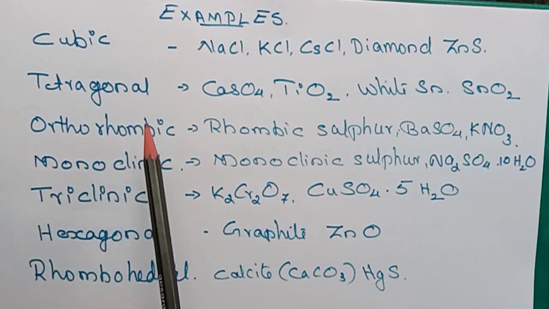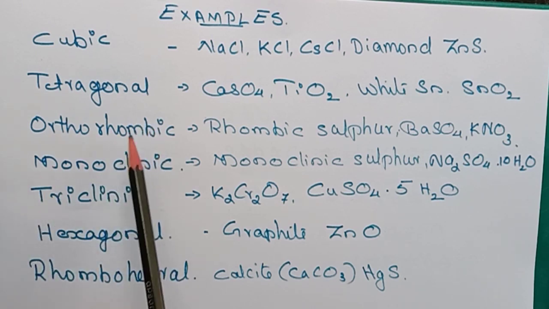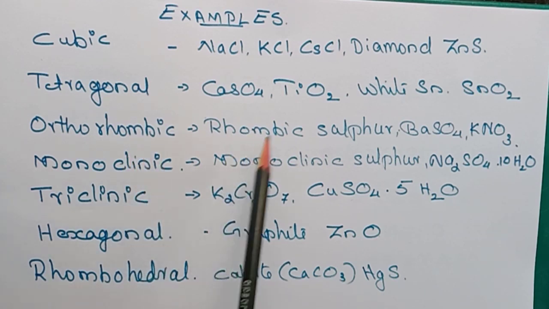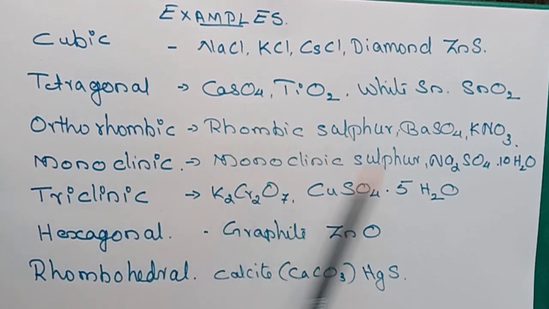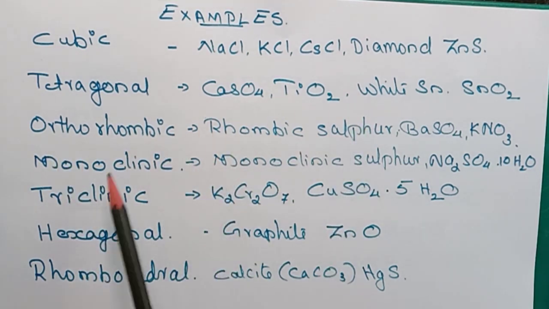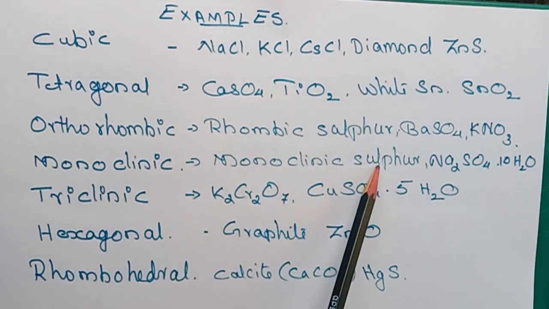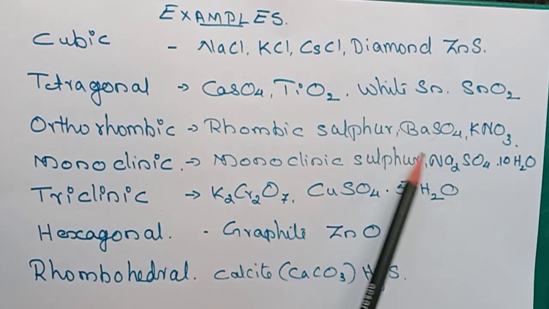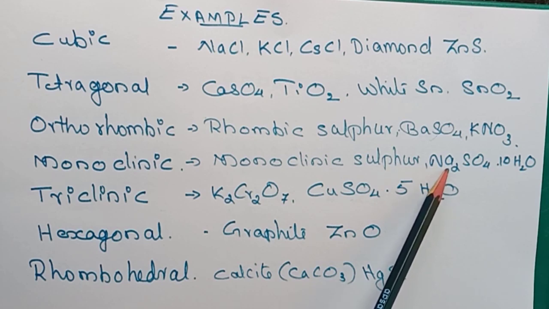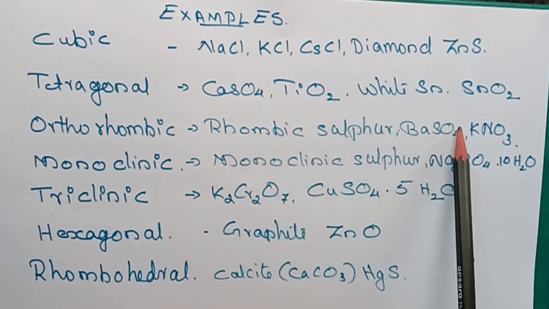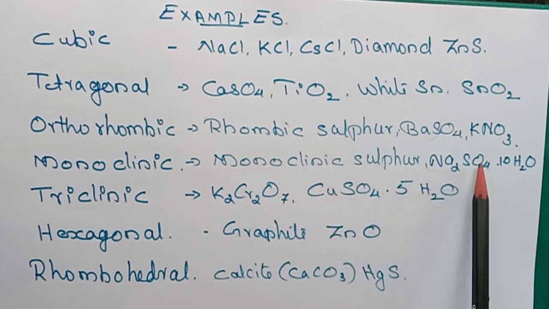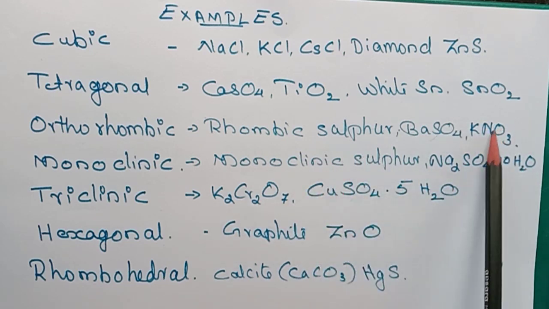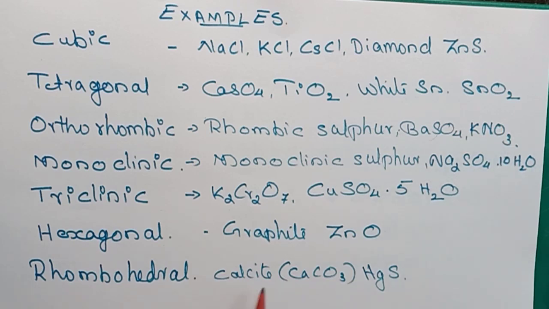Now orthorhombic and monoclinic. The first examples are sulfur. Sulfur exists in rhombic form and monoclinic form. Orthorhombic, rhombic sulfur. Monoclinic, monoclinic sulfur. And the other examples are sulfates. Barium sulfate, orthorhombic, sodium sulfate, monoclinic. Potassium nitrate is also another example for orthorhombic. Now the last one is rhombohedral, which has calcite, calcium carbonate and HgS as examples.